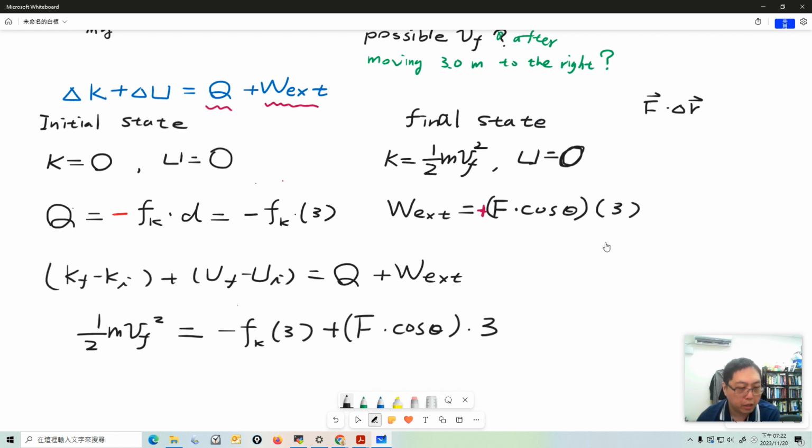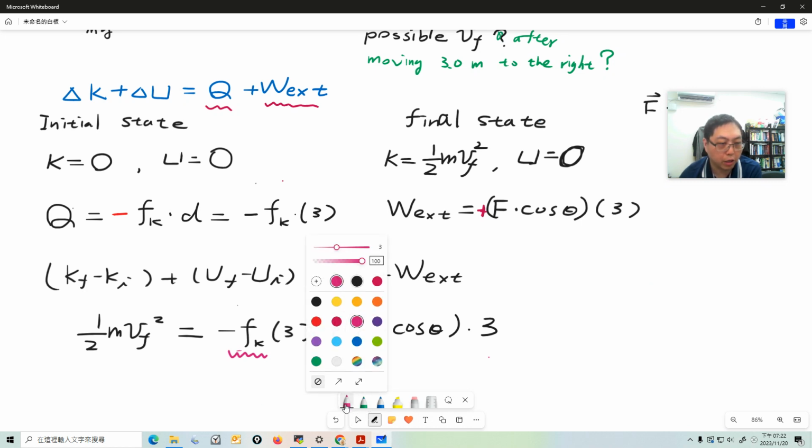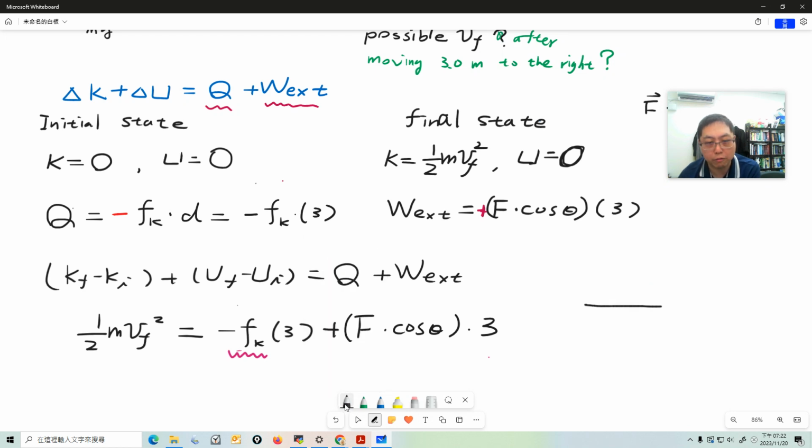And in this problem, the only other difficult part is: what is Fk? Can we find Fk? So this goes back to the force analysis of this problem. Let me draw the free body diagram of this object. Maybe it's very rough. So the force here and this theta, and you have the normal force, and we have the gravitational force.